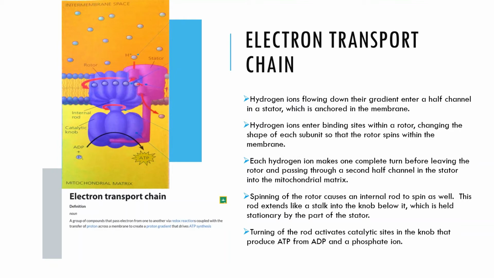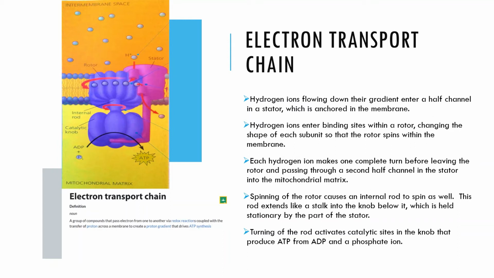Hydrogen ions flowing down their gradient enter a half channel in a stator, which is anchored in the membrane. Hydrogen ions enter binding sites within a rotor, changing the shape of each subunit so that the rotor spins within the membrane. So there's these precise conformation changes that happen when new molecules enter this motor type thing. Each hydrogen ion makes one complete turn before leaving the rotor and passing through a second half channel in the stator into the mitochondrial matrix. Spinning of the rotor causes an internal rod to spin as well.